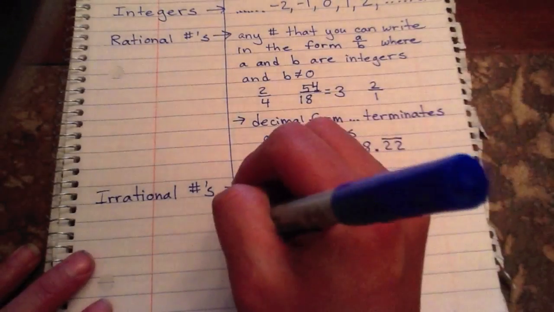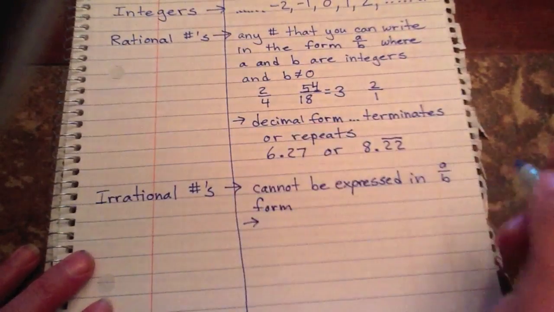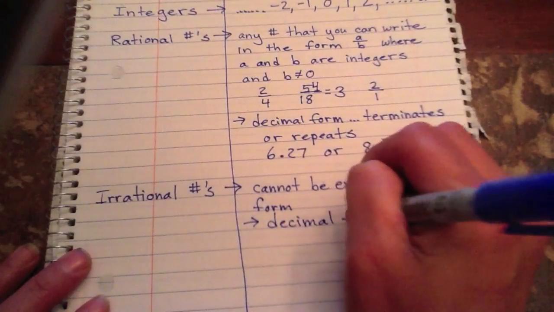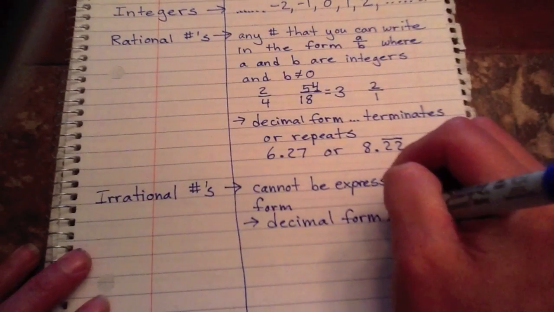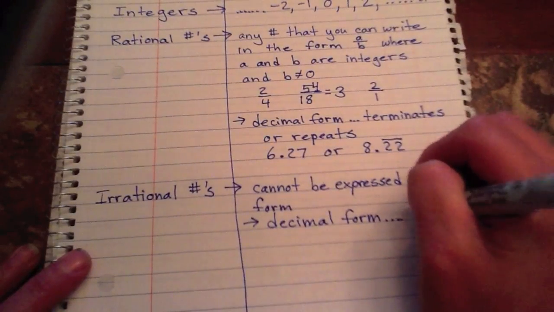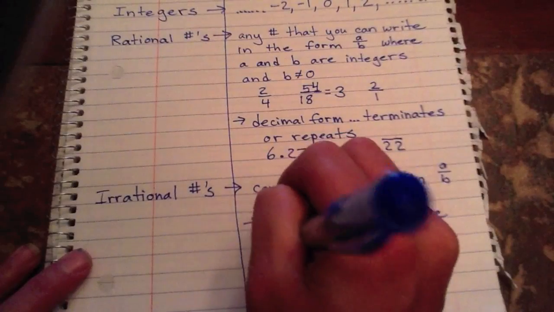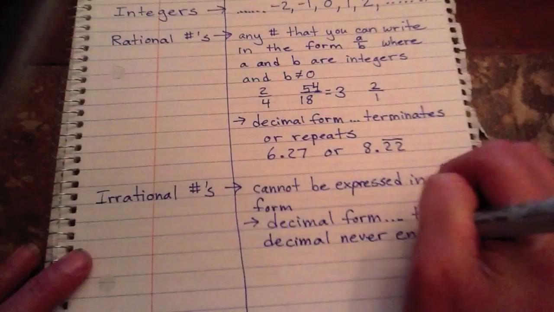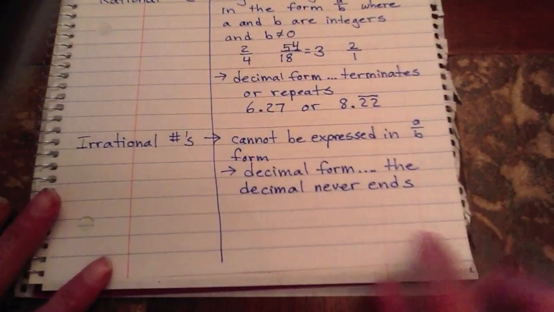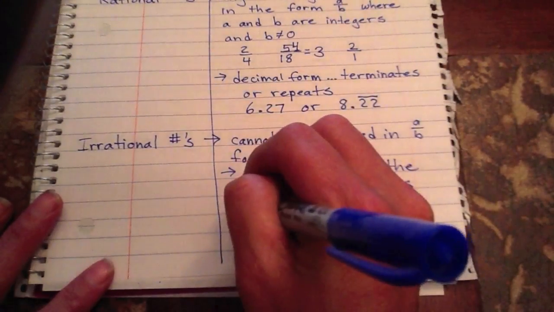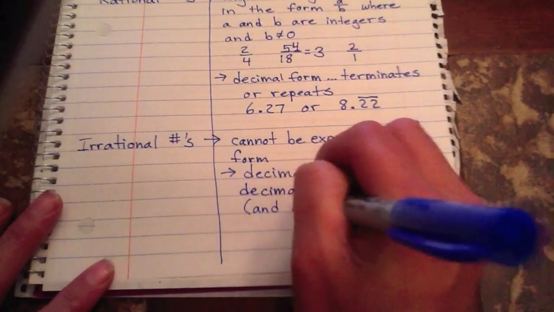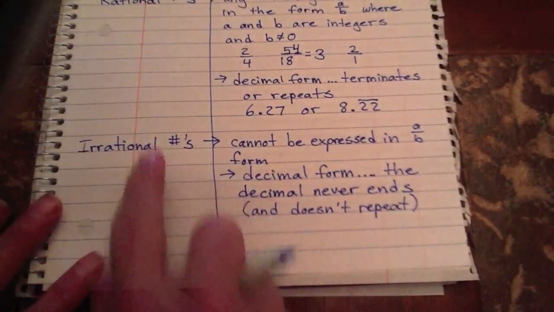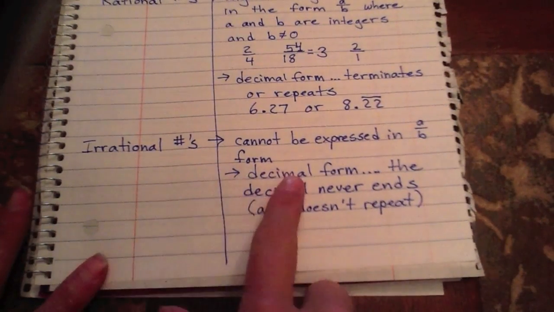And the way that you can tell easily if it's an irrational number is by converting it to decimal form. And when it's in decimal form, the decimal never ends. It's never going to end. And we're not talking about repeating. And it doesn't repeat.